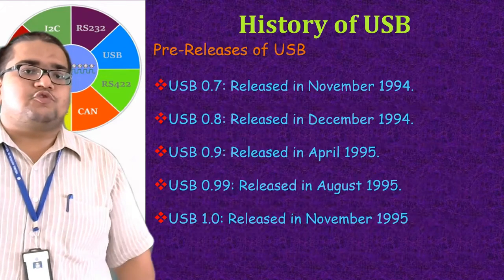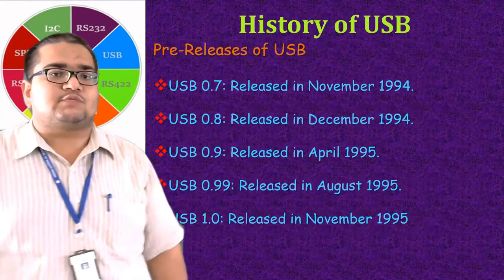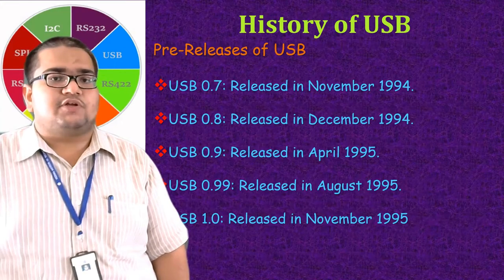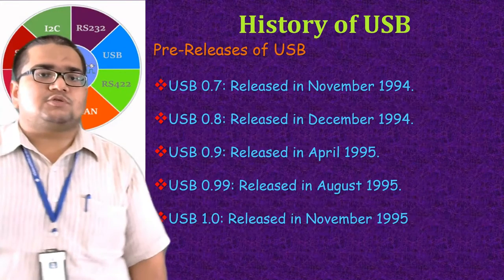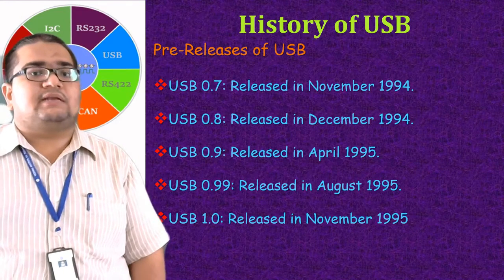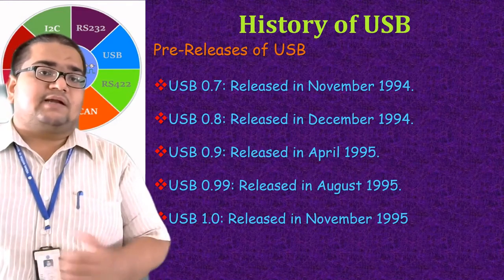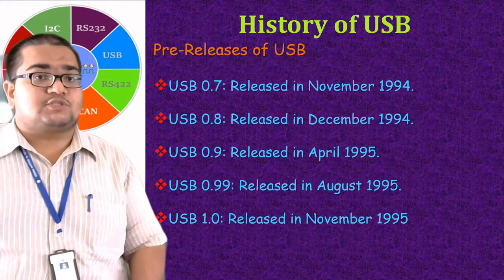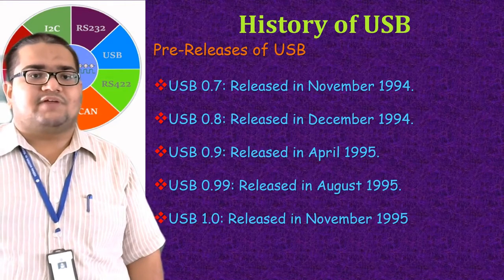So, pre-releases of USB: we have seen that USB 1 was released in 1995, actually. But before that, development was also there. Versions 0.7, 0.8, 0.9 and 0.99 were released in different months of 1994 to 1995.